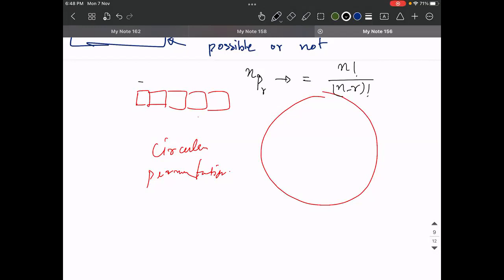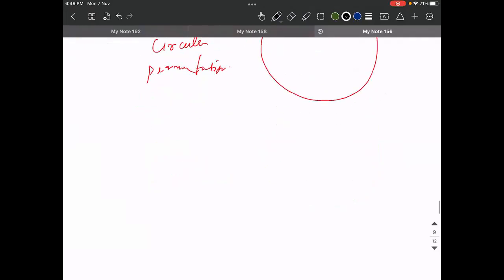See, that was in linear order. In linear order, we used to do this. But what happens when we arrange objects in circular order? Now, let's take that is a closed loop. What can be the example of a closed loop? Yeah, like a round table conference. Or the beads of a necklace. Different colors you are using there. So how many ways you can make a different necklace, let's say. Those are your examples of circular permutations.